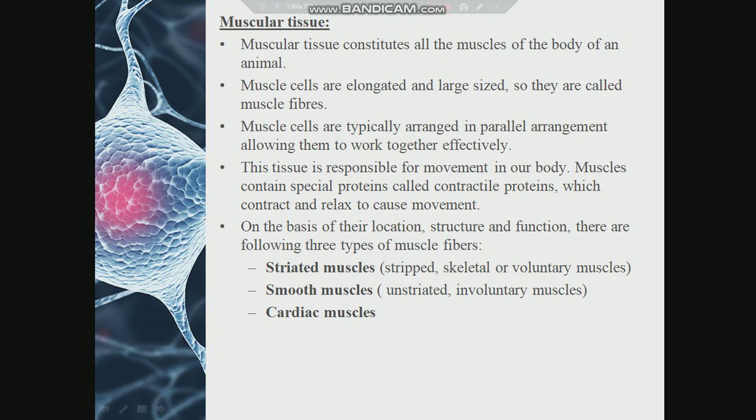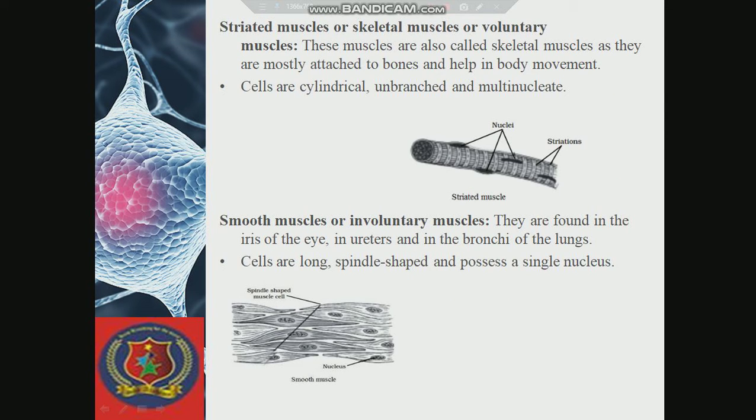Now let us see in detail about striated muscles, or skeletal muscles, or voluntary muscles. We know that we can move some muscles by conscious will. That is, when we want to move certain muscles, we are able to do that. Those muscles are present in our limbs, move when we want them to, and we can stop them when we decide to. Such muscles are called voluntary muscles, and also skeletal muscles, as they are mostly attached to the bones and help in body movement.